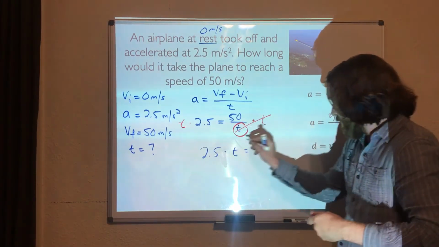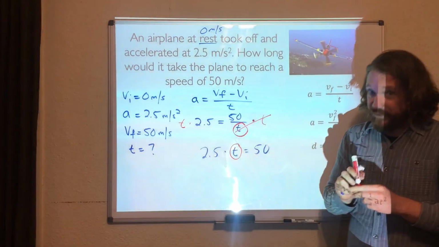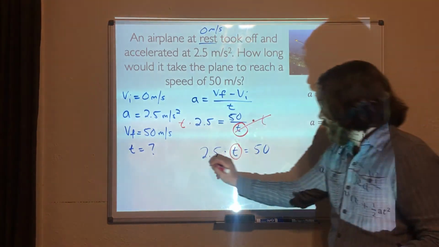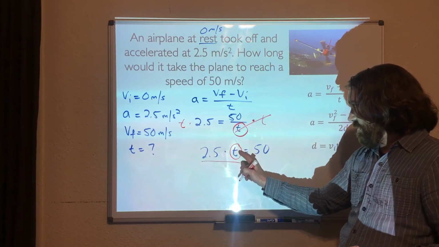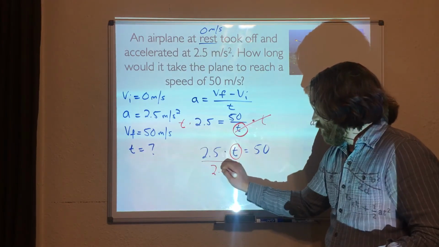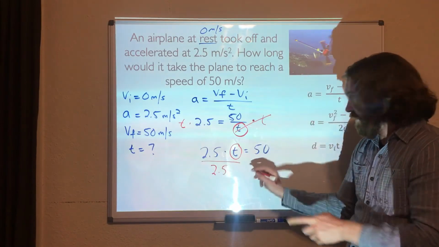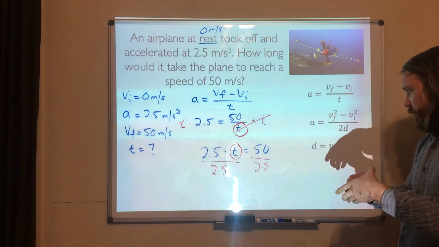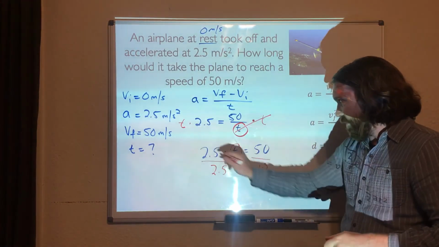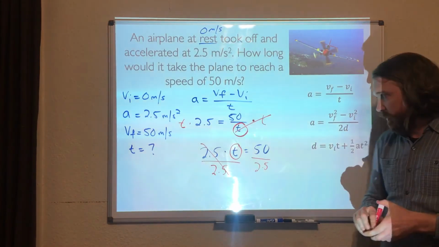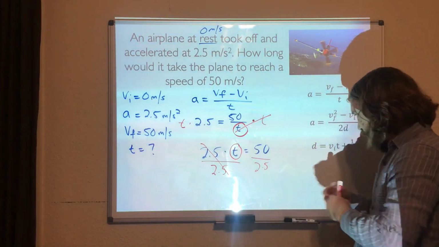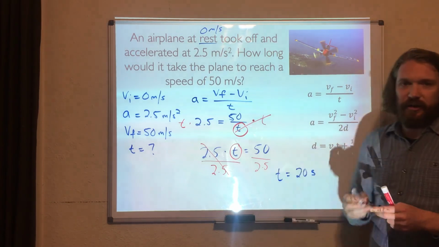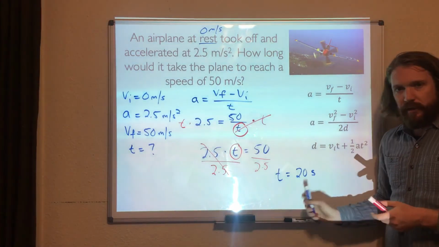I still want to get the t by itself, so I have to do the opposite of multiplying, which is, very good, I got to divide. Okay, and I want the t by itself now, so I'm going to divide by 2.5. And whatever I do to this side, I have to do to this side. Okay, this gives me 2.5 divided by 2.5 is 1. That cancels out. And this, I got to put it over here, gives me t equals 20 seconds. Just put that in your calculator. 50 divided by 2.5 is 20.